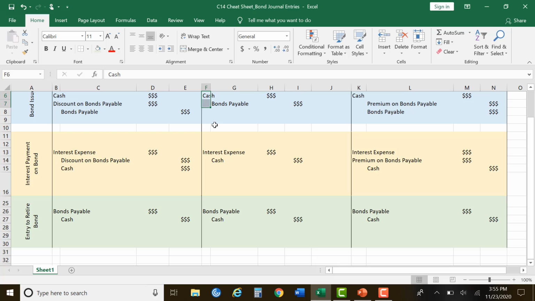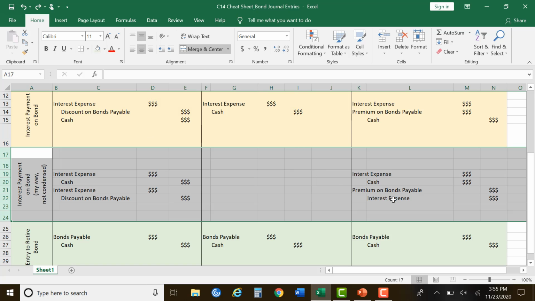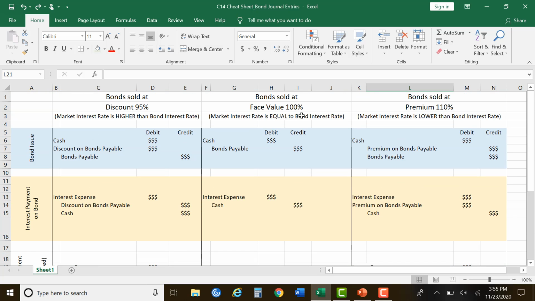So this was the original entry up here: cash to bonds payable. Then when I retire or pay off the bond, I do the opposite. I debit bonds payable and I credit cash. That wipes out the liability. I paid it off. Okay, so let's go over the other ones. So that's the easy one.